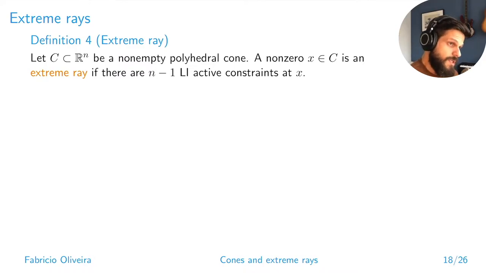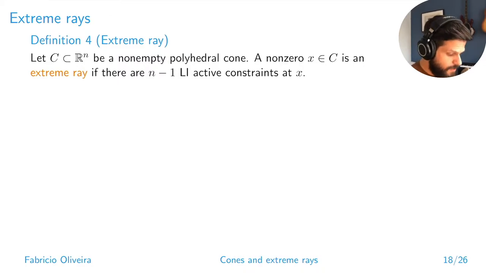And what is this extreme ray? It's basically the generalization of the notion of extreme point for a structure that is only composed of rays. So a polyhedral cone is just a bundle of rays, right? And then you're looking at those that are at the surface, where n minus one of the polyhedral facets are touching.